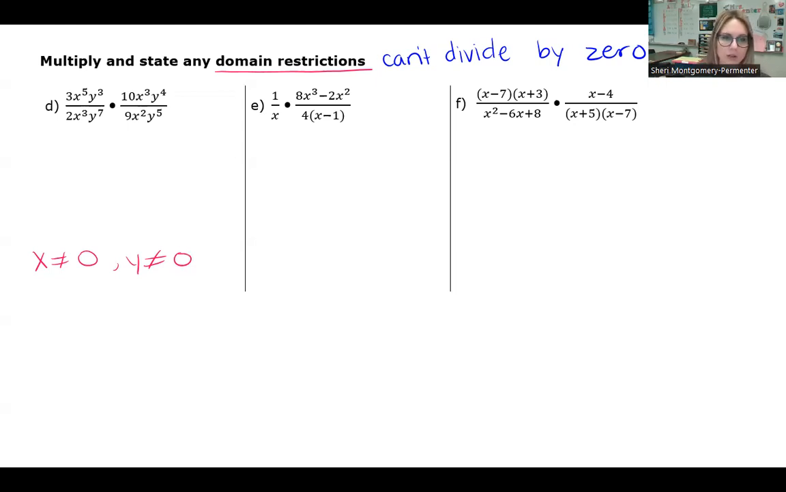For these, I can also list out factors. If you need to do this, that's fine. 3 is the same thing as 3 times 1 or just 3, so I don't need to really reduce that at all, or write it as factors. Same thing with 2. It's already factored. 10 is the same thing as 5 times 2.